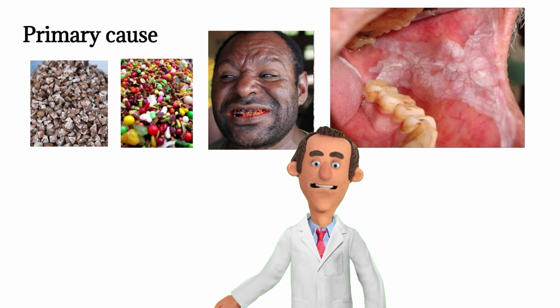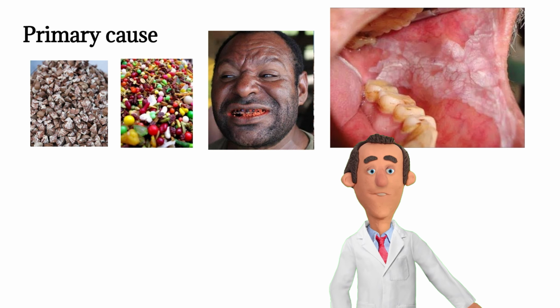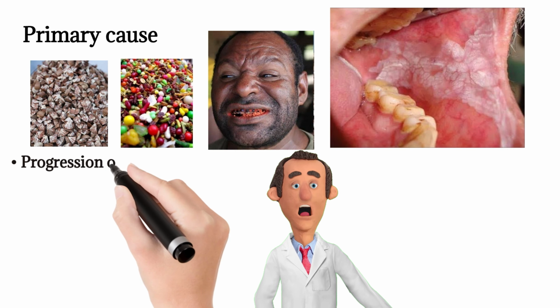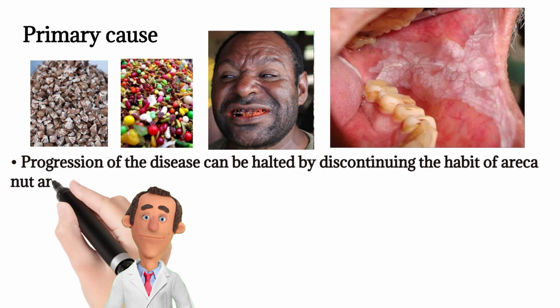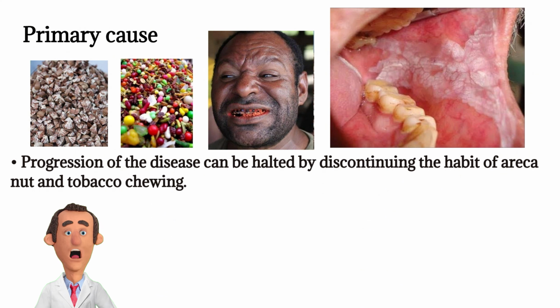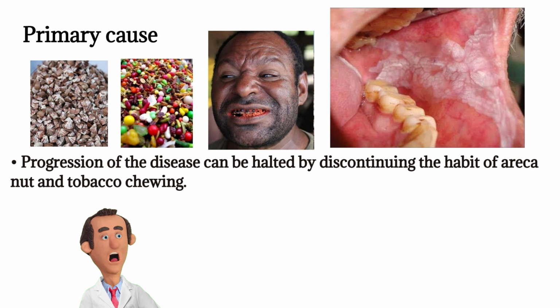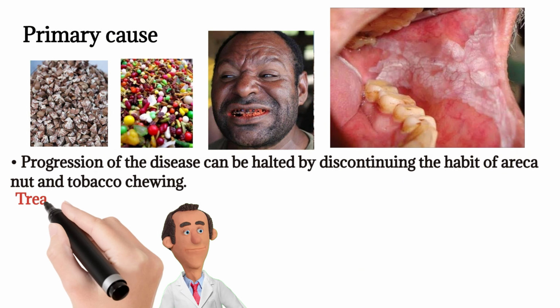they cannot be reversed once they occur. However, the progression of the disease can be halted by discontinuing the habit of areca nut and tobacco chewing. If the habit is stopped early enough, further progression of the disease may be prevented.